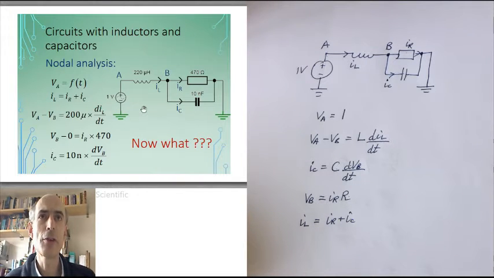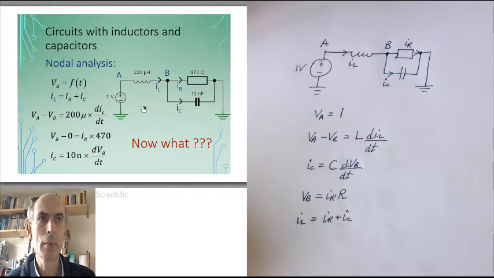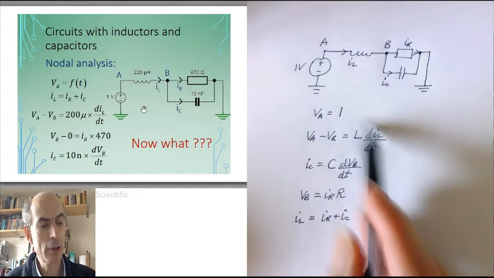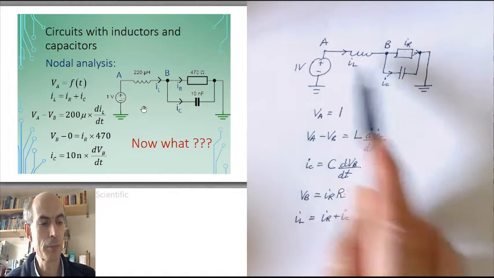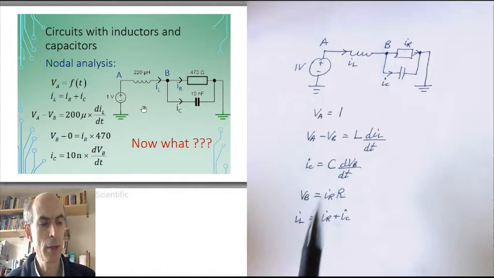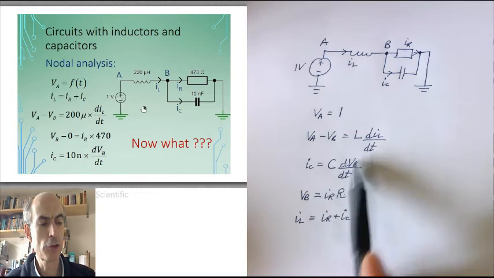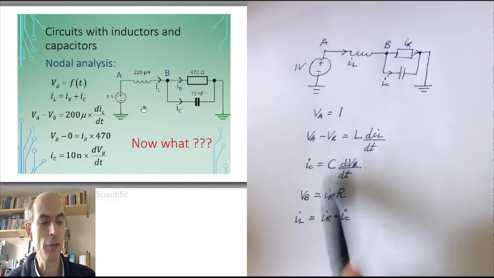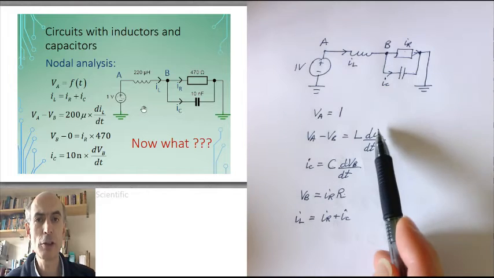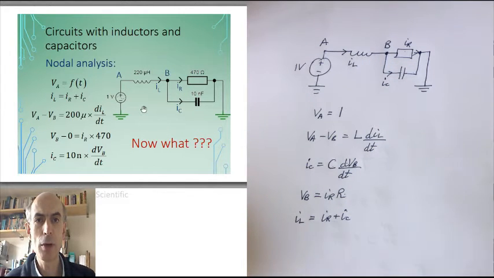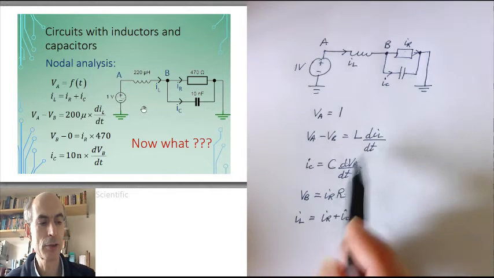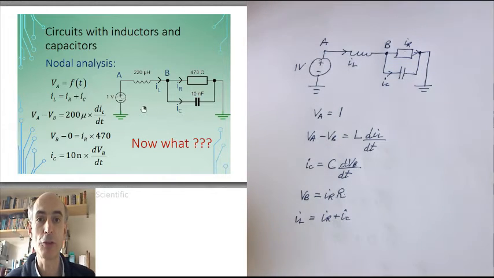As the slide says, now what? We've got a system of linear differential equations here. And we're going to have to start solving these by eliminating these variables, the currents and the voltages. However, the currents and the voltages don't appear just as themselves. They sometimes appear as their differential with respect to time as well. So we have to do a bit more work to try and solve this set of simultaneous equations.